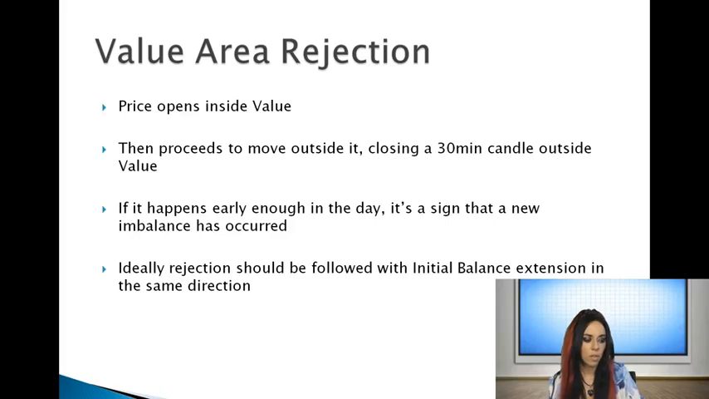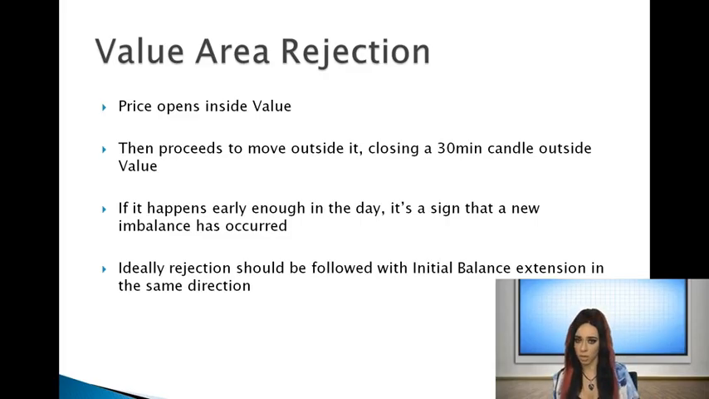Okay, on to the final scenario in regards to the value area, and that is value area rejection. This pertains to a condition when the price opens inside value of the previous trading day, obviously, and then proceeds to move outside it and closes a 30-minute candle outside value. What this indicates is that at the open, price was balanced. So price has spent time in the same area, and that area has been accepted as a price agreement.